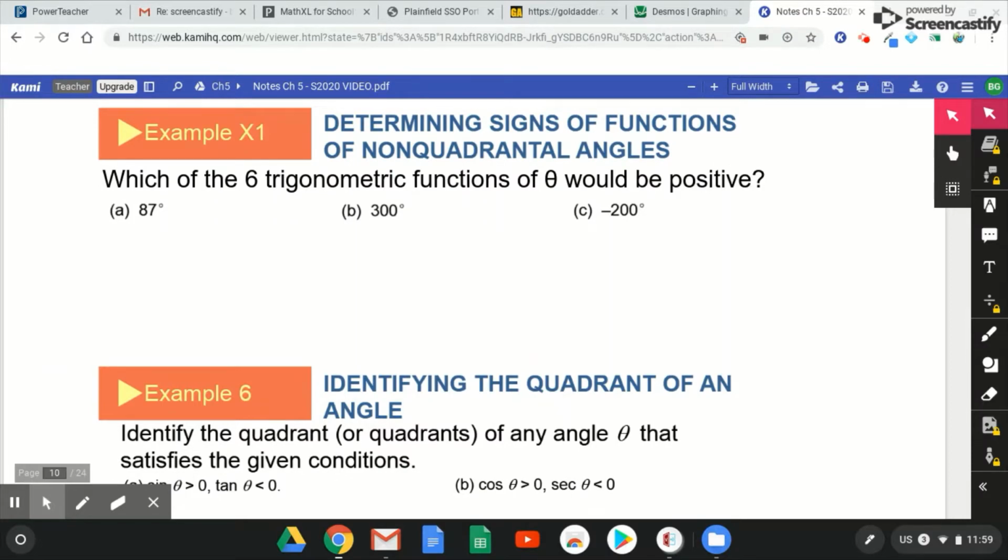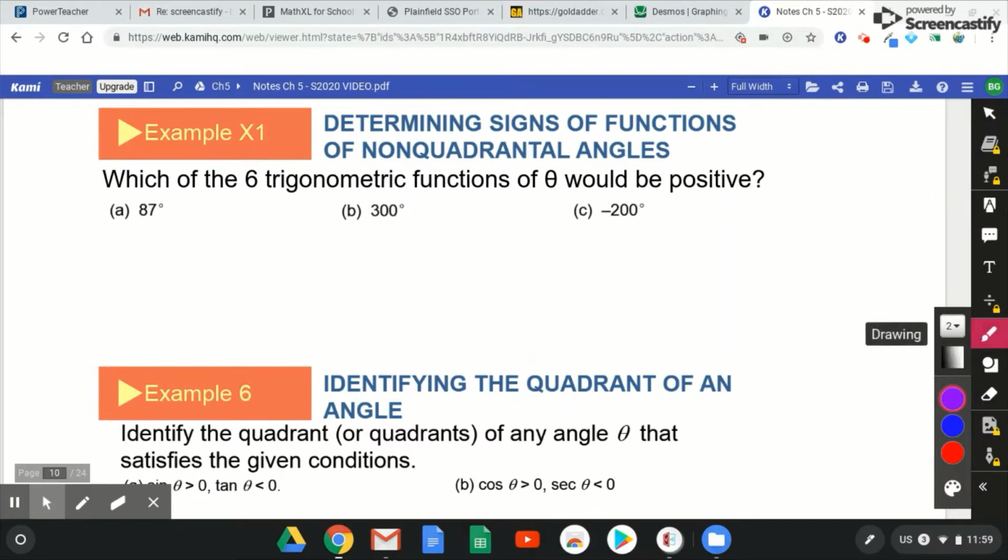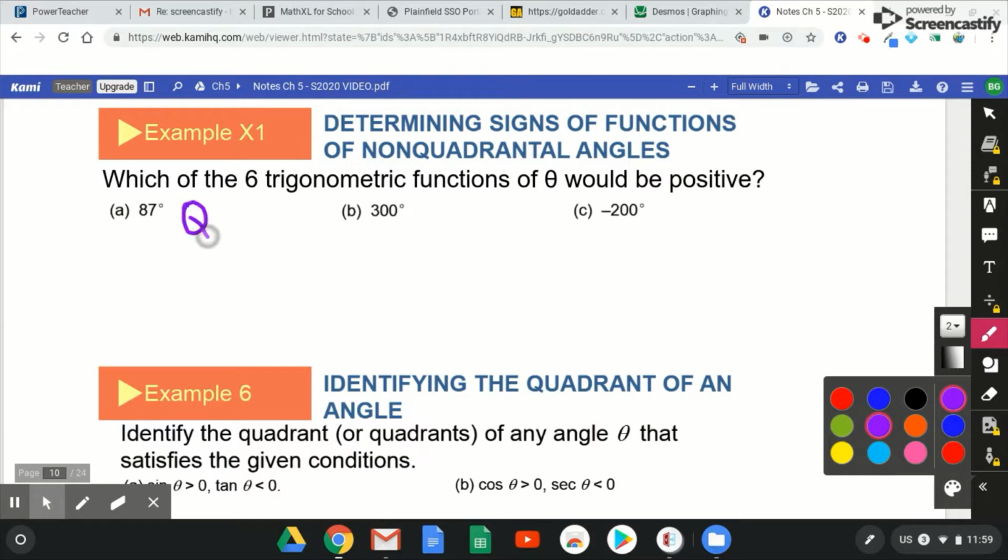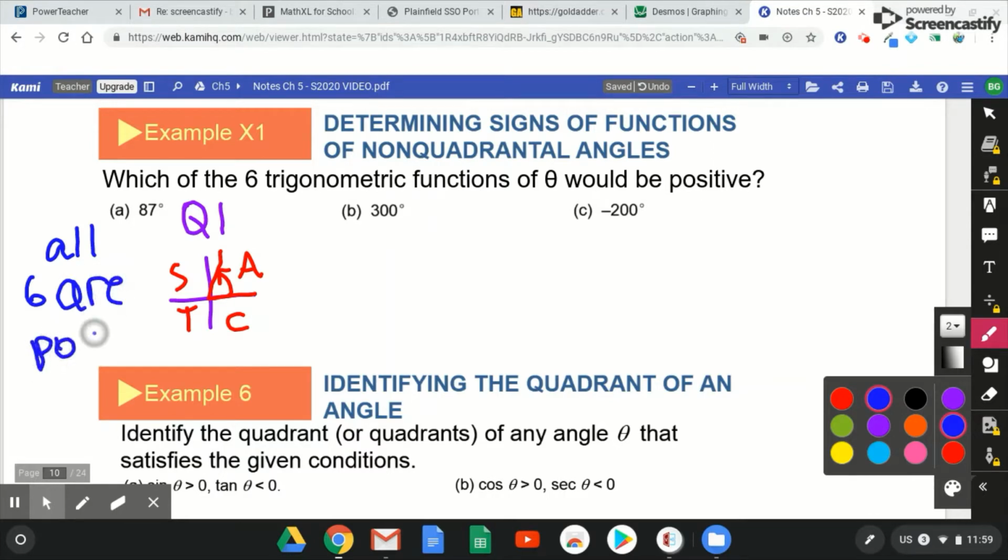Which of the 6 trig functions of theta would be positive? When you look at 87, you have to think about what quadrant we're in. Okay, 87 degrees is in the first quadrant. How do I know that? Well, I kind of just picture an 87 degree angle is going to be right there. It's in the first quadrant. And we know all students take calculus. All 6 trig functions are positive. So that's the answer. All 6 are positive. Question says, which of the 6 trig functions are positive?